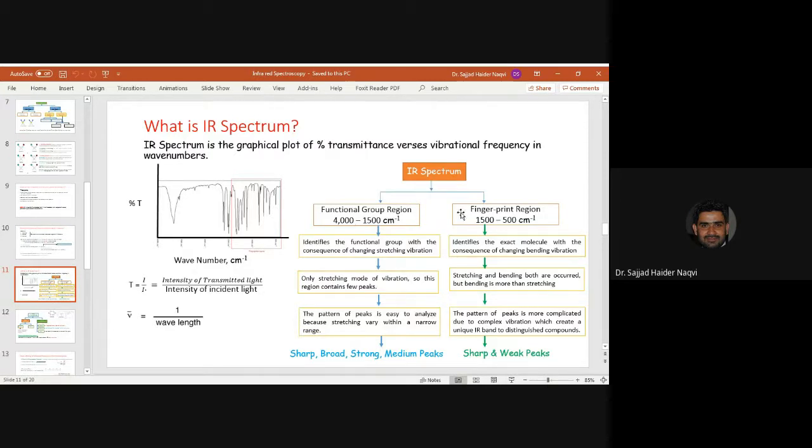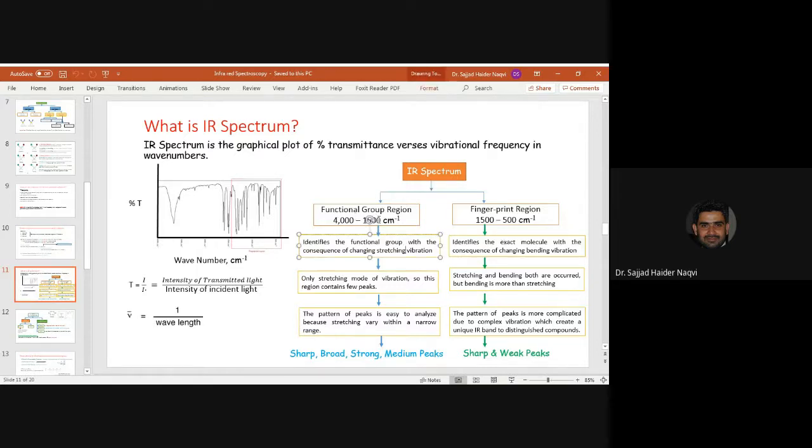While for another type of IR spectrum, which is called the fingerprint region, what is the fingerprint region? A fingerprint region is a kind of IR spectroscopy where we identify the exact molecule in terms of its changing or bending vibration. So in one case, we are interested in knowing the exact change that takes place in a molecule as a result of this IR spectroscopy. And in another case, we are interested in knowing the functional group. So for the fingerprint region, it's between 1500 to 500 in terms of the wave number.